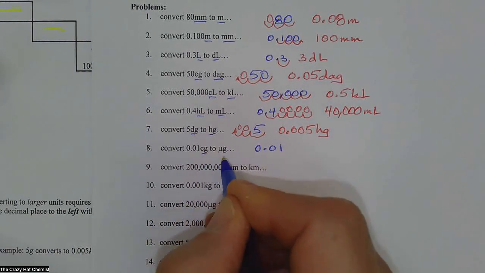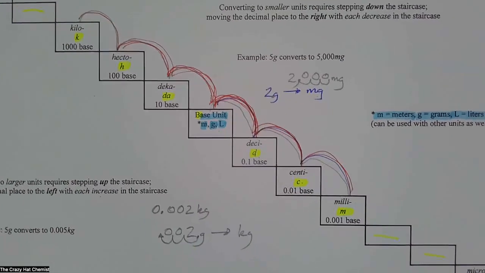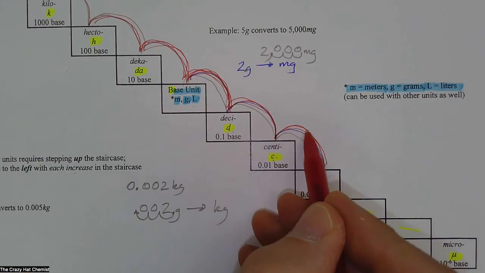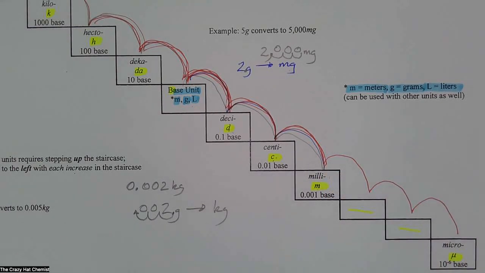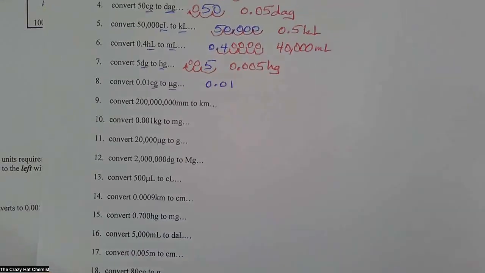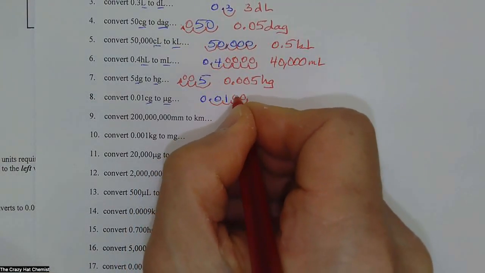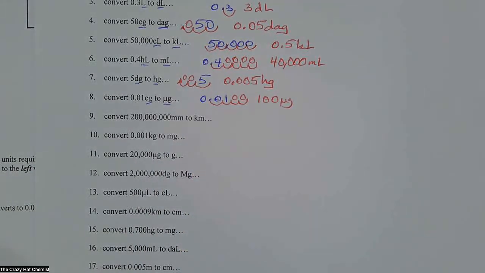Next one is 0.01 centigrams to micrograms. So centi to micro. So we're going to have to move my little chart here, and there we go. So we're going to go from centi to micro. So centi, 1, 2, 3, 4 to the right. That will be 100 micrograms.